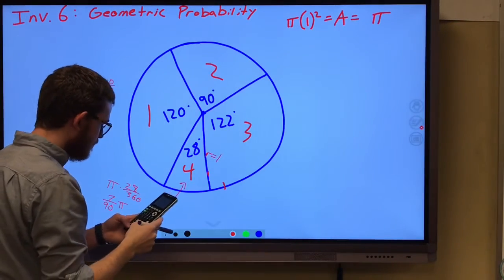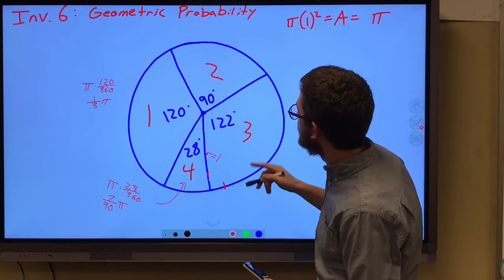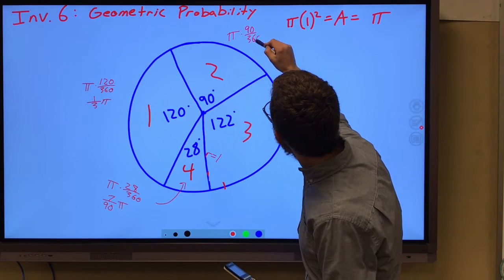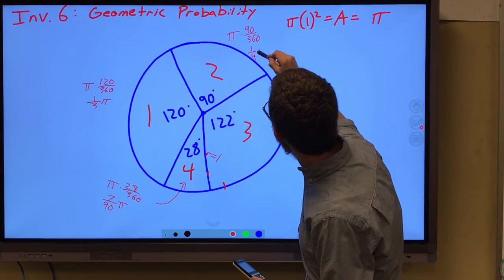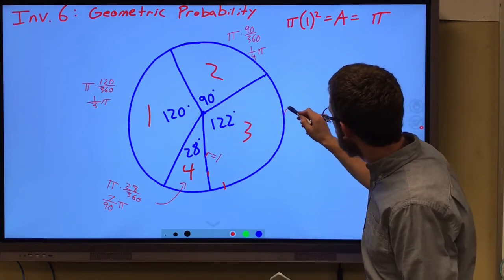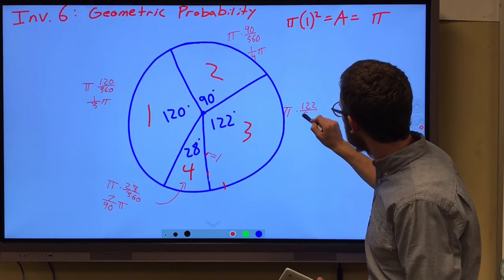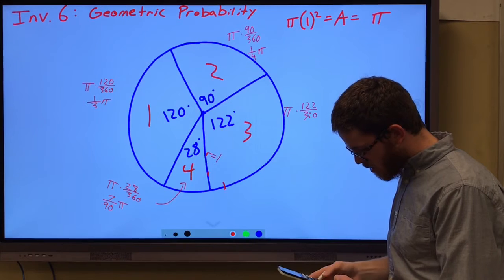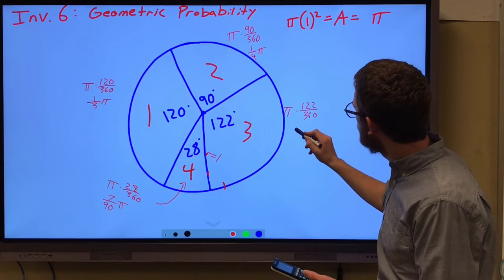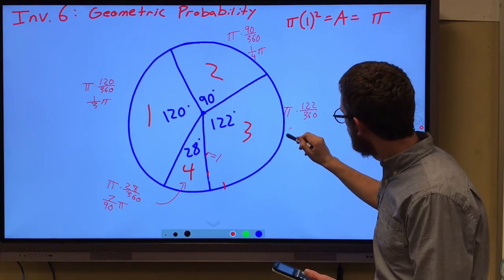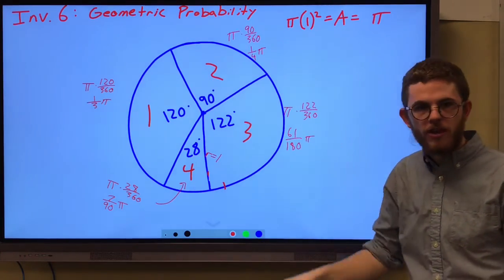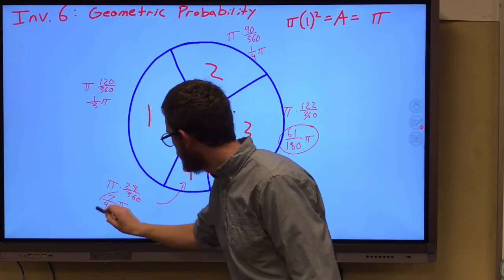Up here at 90, well, 90 out of 360 is a fourth, so this is pi times 90 out of 360. That comes out to be a fourth pi. And down here, 122, this is pi times 122 out of 360. And that is 61 over 180 pi. So these are the areas of all the sectors. We've got the areas. These are not the probabilities.